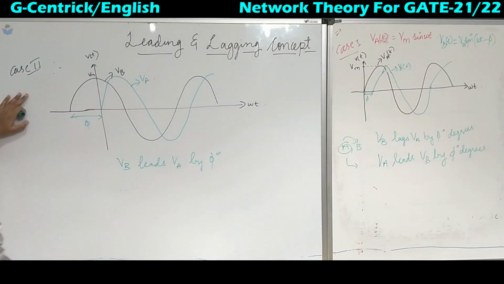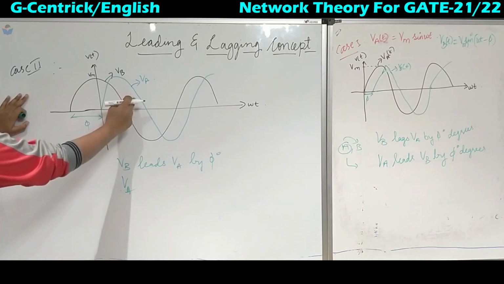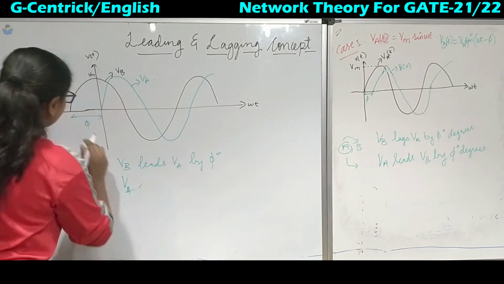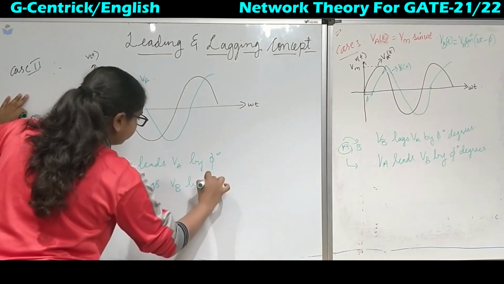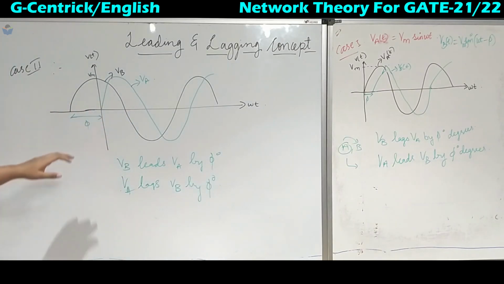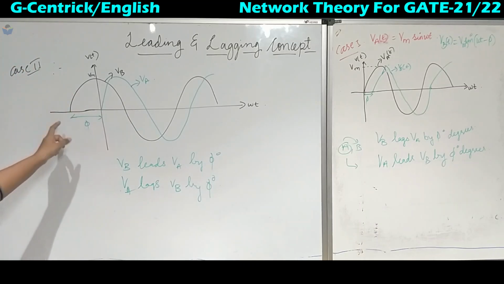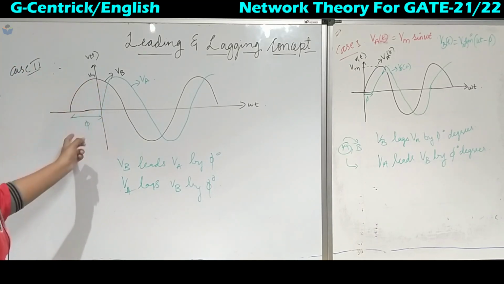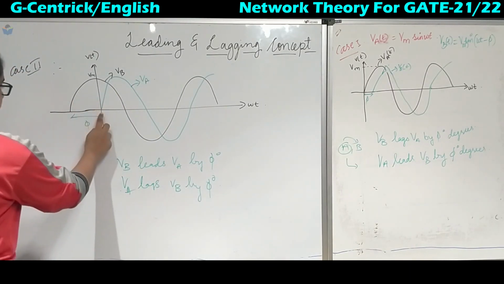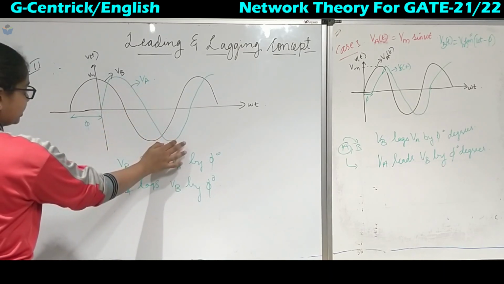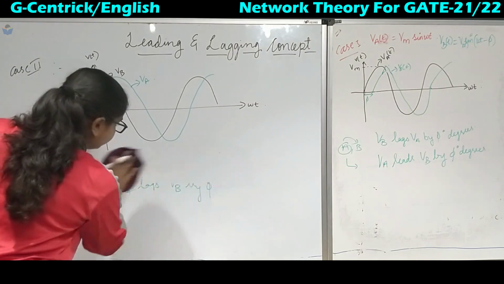Or you can tell on the time axis, if you stand here and see, you say that Va lags Vb by 5 degrees. Since it is the time axis, whichever signal comes first, that will be ahead, that is leading. If you see a signal here and then a signal here, the second signal is always lagging than Vb. So how do you write the equation for this one?